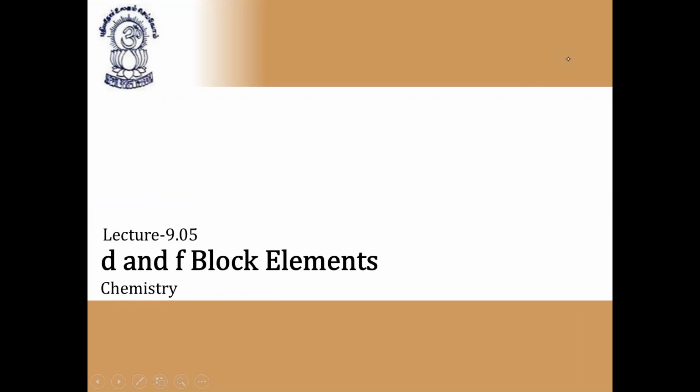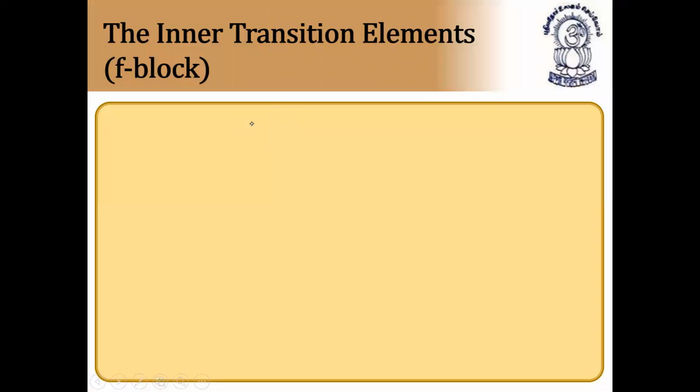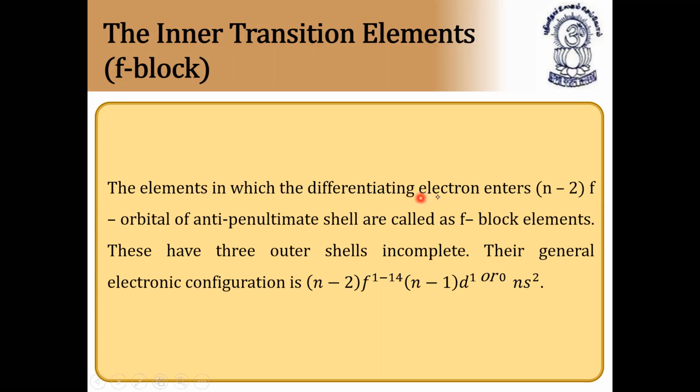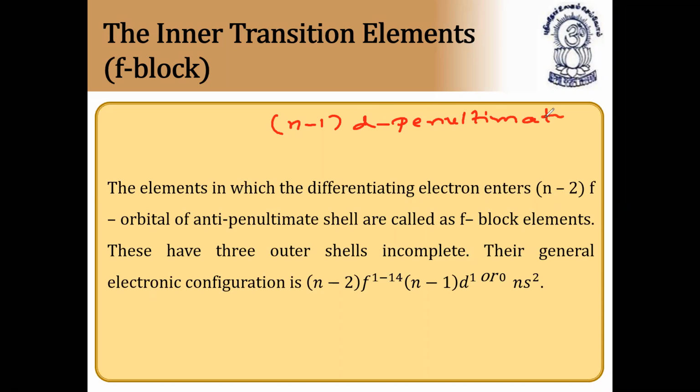So let us see what inner transition elements are. Inner transition elements are also called F block elements because the differentiating electron enters into the F orbital. The elements in which the differentiating electron enters into the n-2 F orbital of the anti-penultimate shell are called F block elements. In D block elements, we have seen the n-1 D shell, and that is the penultimate shell. Penultimate shell means the shell before the valence shell.